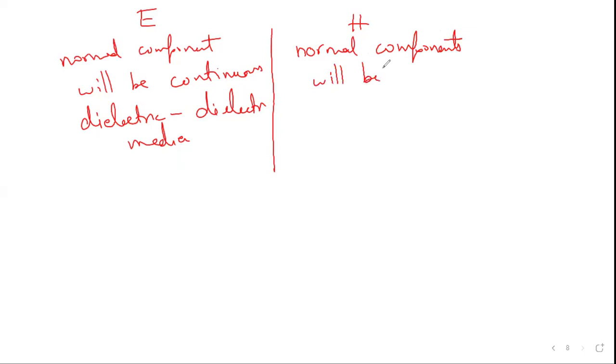And by normal, you mean perpendicular, right? Yes, normal to the interface. Here the electric field will be continuous. But when will it be discontinuous?